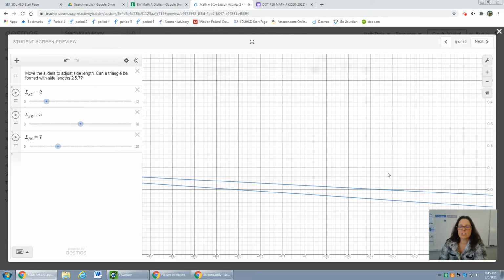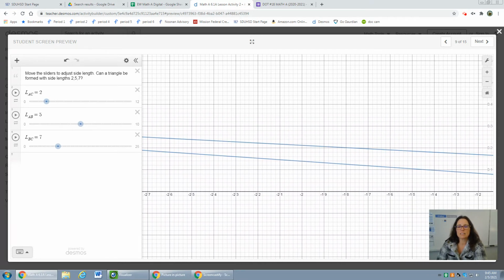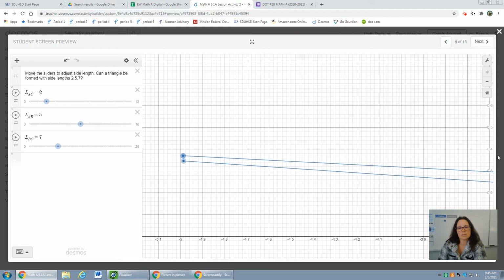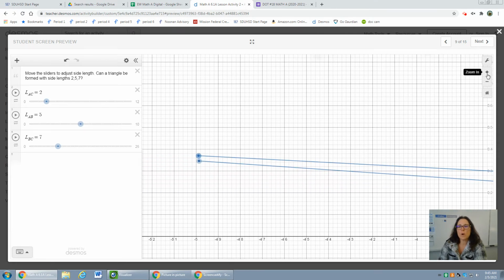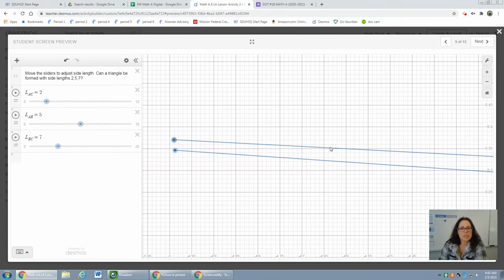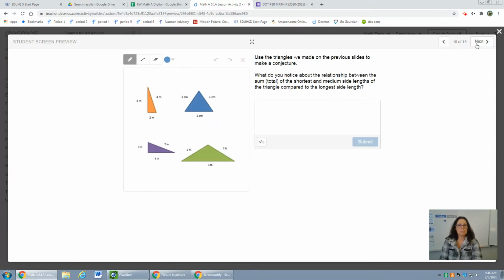Okay, is this even a triangle anymore, right? Holy smokes. There is no way that this is ever gonna work out, no matter how much I keep zooming in. So your answer is no on 2, 5, 7. You're just gonna have a dash or a blank box at the end because it doesn't form a triangle. All right, use the triangles we made on the previous slides to make a conjecture.